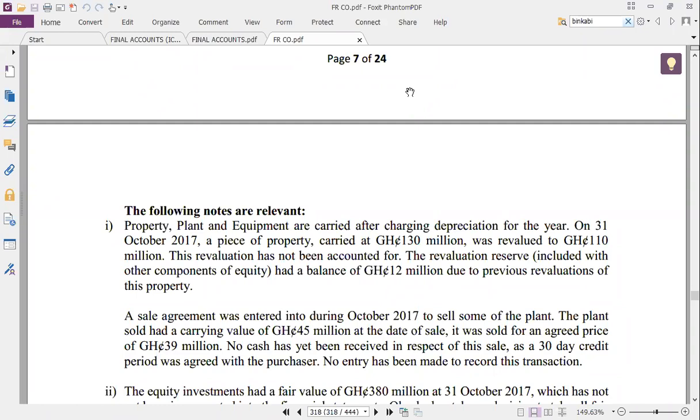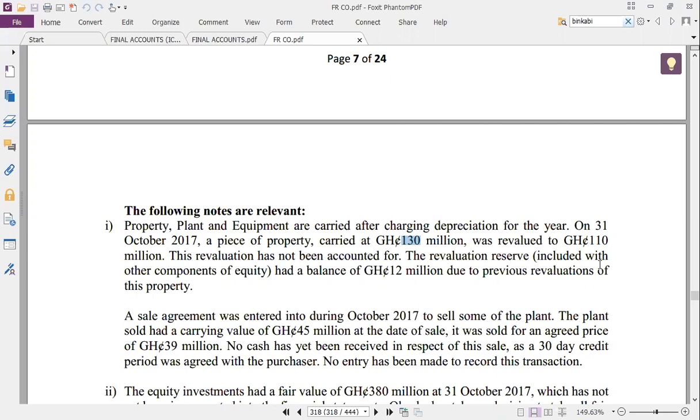So here was the revaluation. Immediately, capital revaluation gain or loss for me. The carrying value is 130 million. The revalued amount is 110. So therefore, there's a revaluation loss of what?